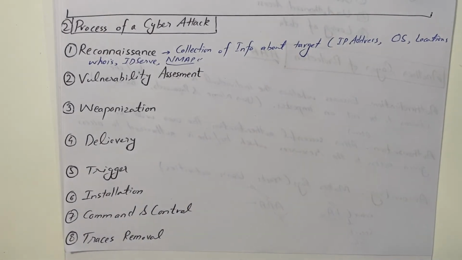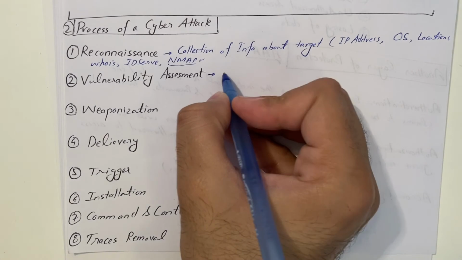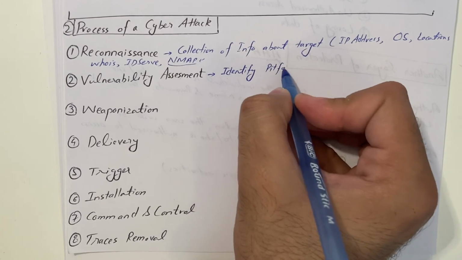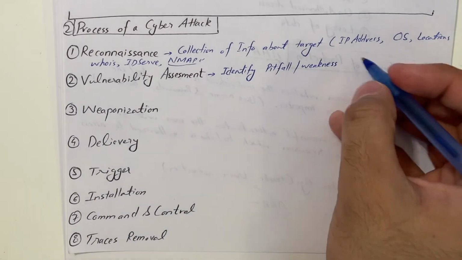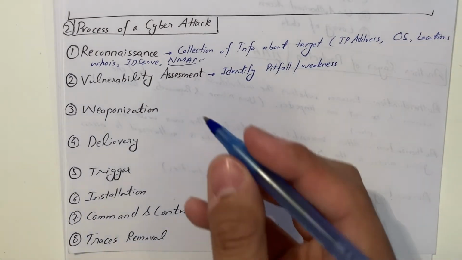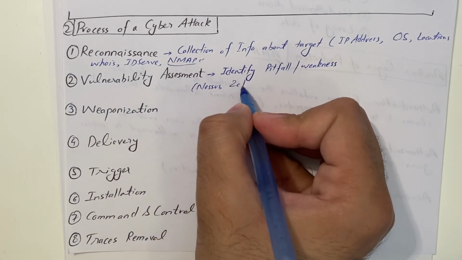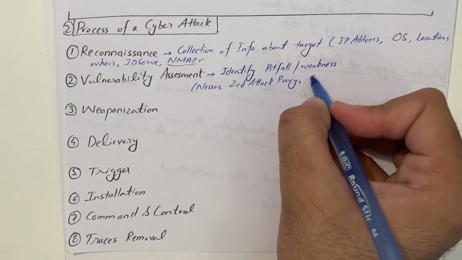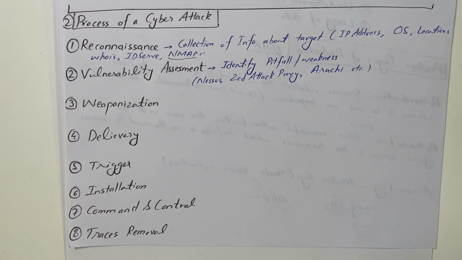Second, after finding enough information, attackers do a vulnerability assessment. Vulnerability assessment is the identification of pitfalls or weaknesses. They try to find vulnerabilities, either existing or new. There are many tools to find vulnerabilities. One of the best is Nessus. Zed Attack Proxy, or ZAP, is another tool, Arachni is another, and there are many others like OpenVAS, Acunetix, etc.